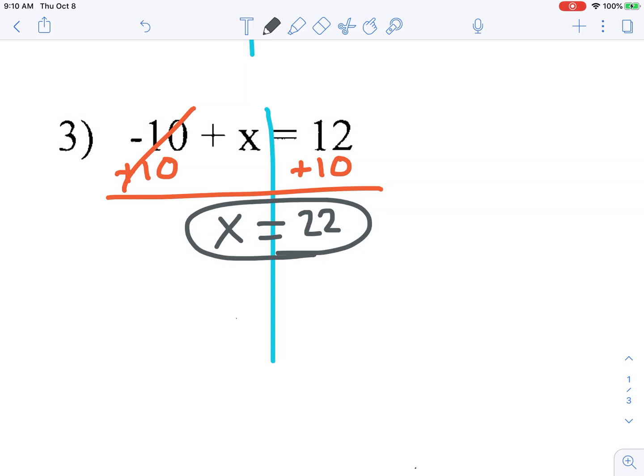But again, if you follow the rules, if you show your work exactly the way I'm showing you, you'll be fine. I can check it, because I can go -10 + 22. Does that equal 12? And it does, because when I have opposite signs, I'm going to subtract them and keep what I have more of. So yes, it works.